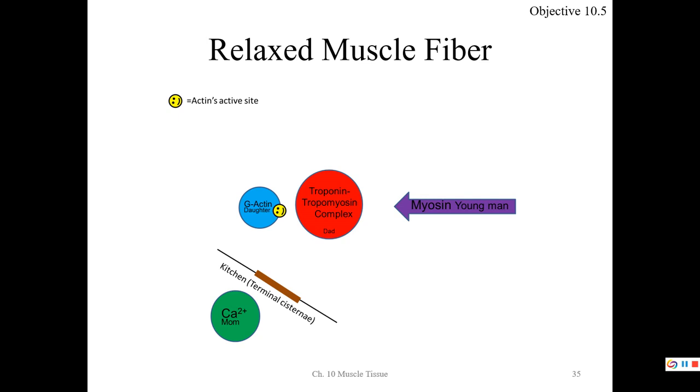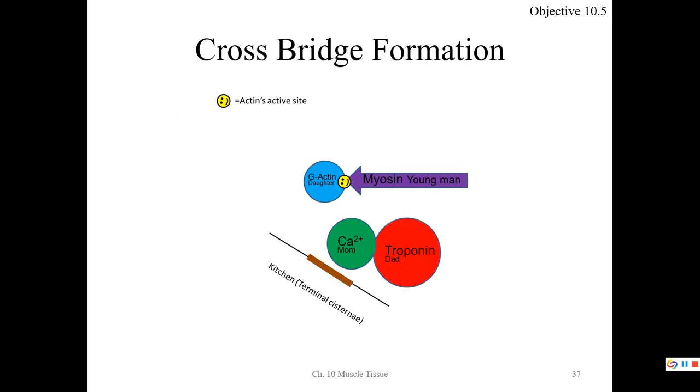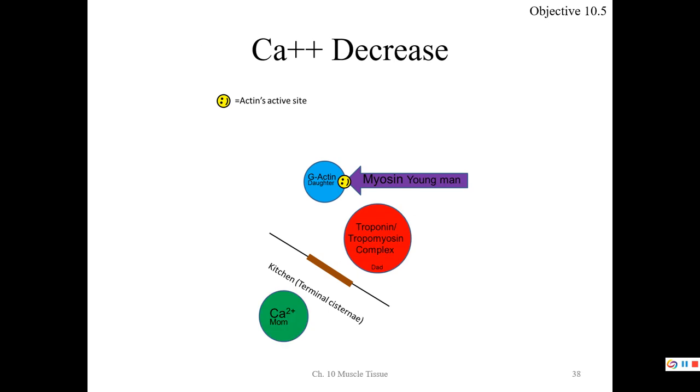So daddy is talking to the man. And mama calcium, she sees daddy doing this. So mama calcium comes out of the terminal cisternae and she gets a hold of daddy. And what she's going to do is move him out of the way. And then myosin's going to move in and bind to the active site, okay? And that's what we're going to see happen. Okay, and that's going to cause a muscle to cross bridge and then contract.